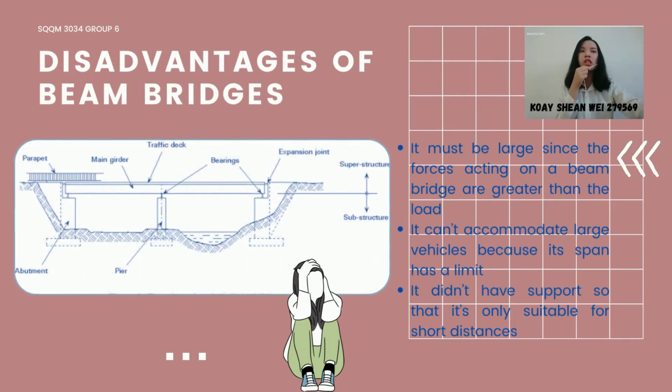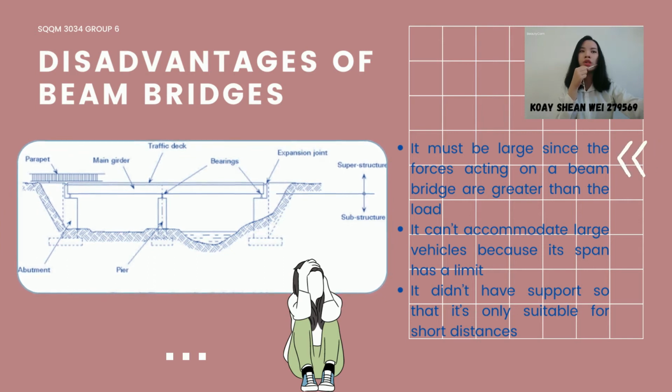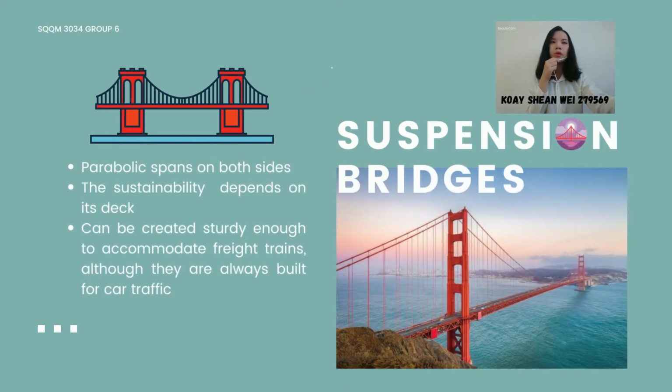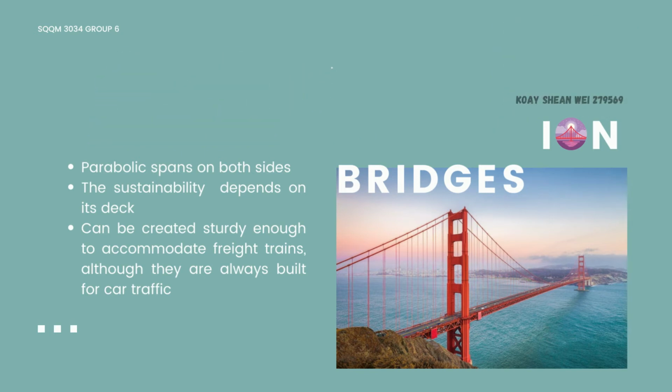First, it must be large, since the forces acting on a beam bridge are greater than the load. Second, it cannot accommodate large vehicles because its span has a limit. And last, it doesn't have a support, so it's only suitable for short distances. Hence, we can choose a suspension bridge to replace the beam bridge. A suspension bridge has parabolic spans on both sides. Its sustainability depends on its deck. It can be made sturdy enough to accommodate freight trains, although they are always built for car traffic.